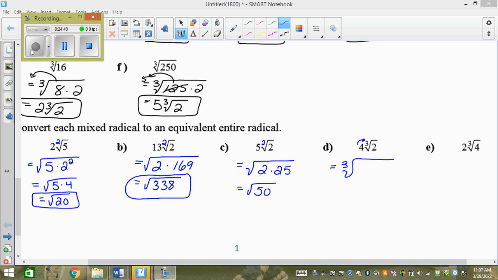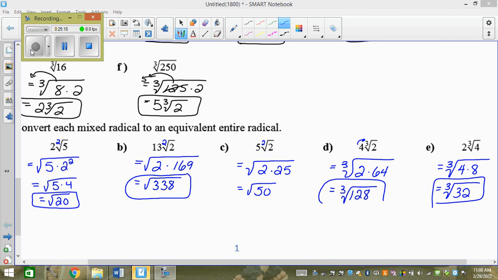You can check these. You could last year, you can check them this year. It's the same thing. So we're going to get cube root of 2, and then 4 cubed is 64, so we actually get the cube root of 128. Then 2 cubed, make sure you write the cube root. Don't forget that index or it is a square root, correct? 4, and then 2 cubed is 8, so I get the cube root of 32. Now we're flipping over.